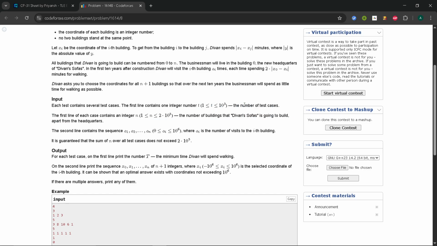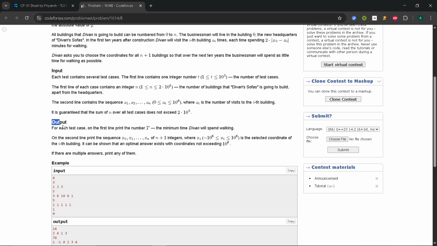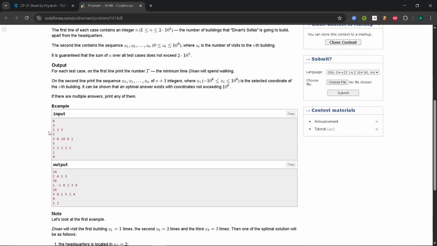Number of test cases, number of buildings, number of visits, and this is the sum. Minimum time Divan will spend walking, an integer. Now we have to just, okay, it's the optimal answer. Just shuffle the values. And plus one is the selected coordinate, and so optimal is not exceeding.